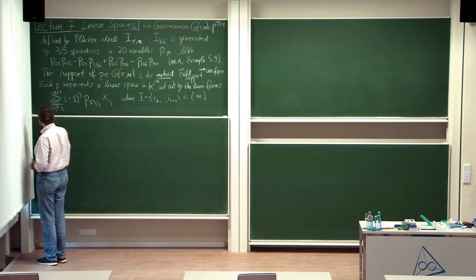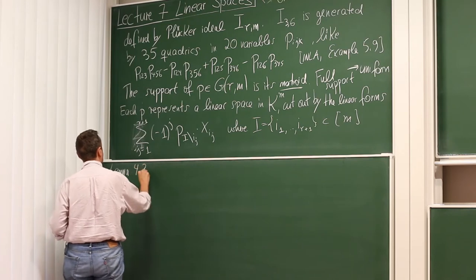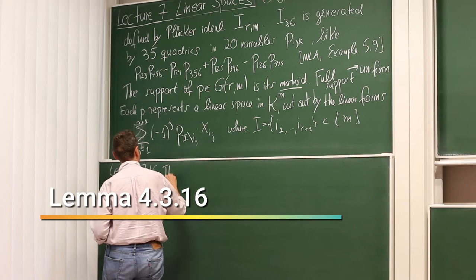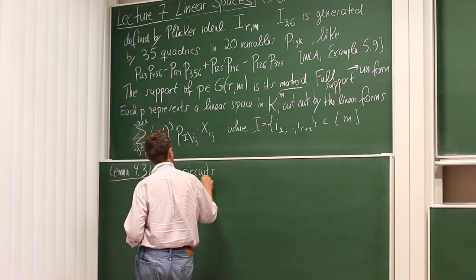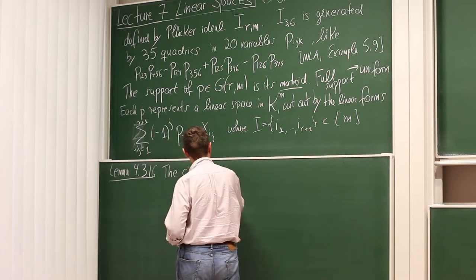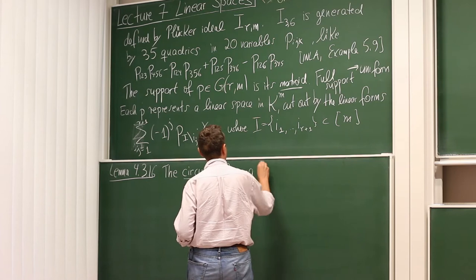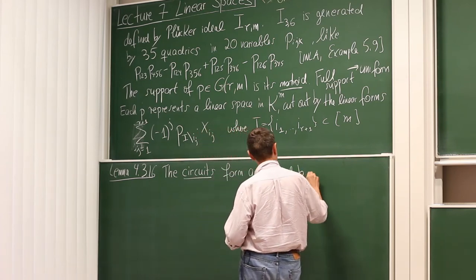Now, these linear equations have a very good property. So that's Lemma 4.3.16. Namely, they form a tropical basis. First of all, these linear forms are called circuits. And the lemma says that these circuits form a tropical basis.